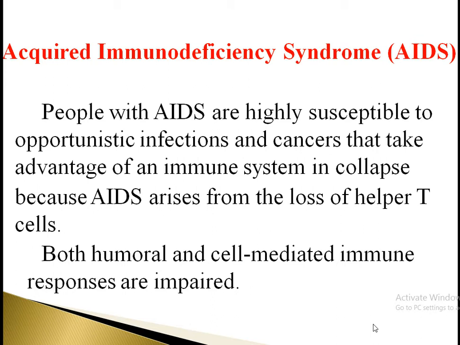If there is any slight injury or slight infection, it cannot be treated by the body's immune system. So repeated infection occurs, followed by fever and other complications, and may lead to the death of the patient because of the collapse of the immune system. So people with AIDS are highly susceptible to repeated infection and cancer that take advantage of an immune system in collapse, because AIDS arises from the loss of helper T cells.